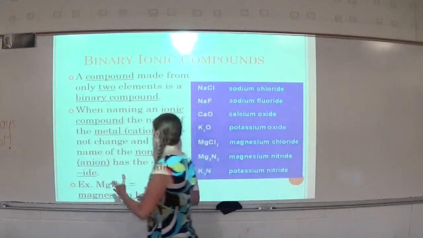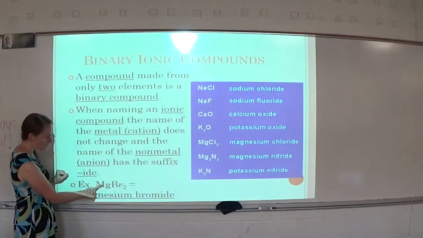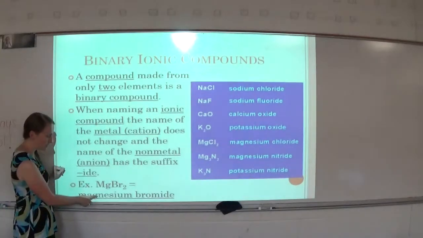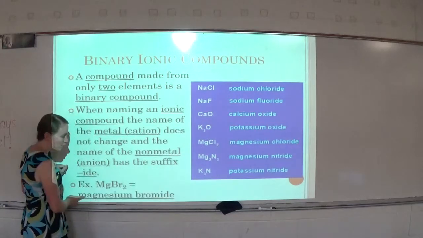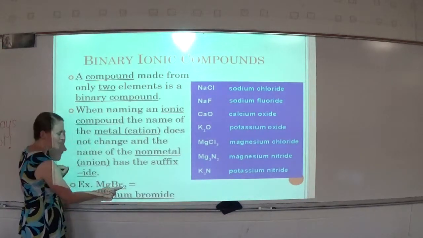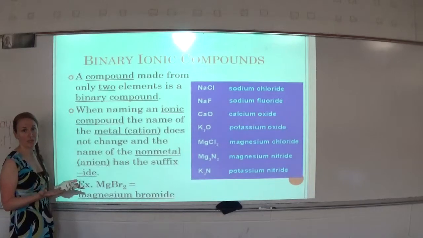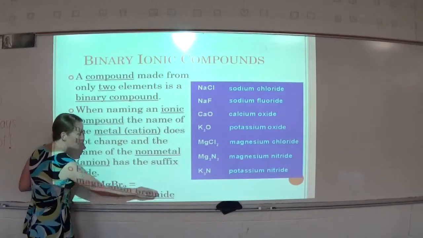For example, right here we have MgBr2. Mg is positive 2, it's magnesium, so we call it magnesium. Br is bromine, so we call it bromide. Now notice in the name, there is nothing that indicates that there is a 2 at the bromine. The name is not going to tell you that.